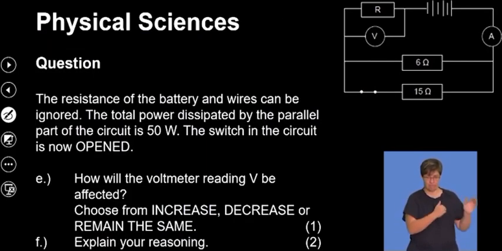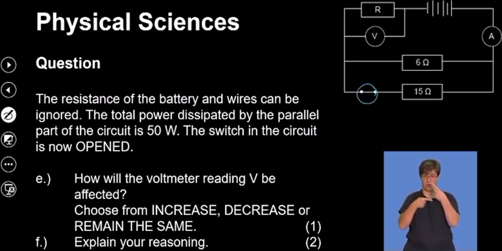Right, moving along. Now, the same circuit, we're still looking at the same setup. It says here again the total power is still 50 watts. Now, the switch in the circuit is open. This is the switch, let's call it switch S. If switch S is open, what's going to happen? It means there will be no current flowing through the 15 ohm resistor. So the only resistance left is the 6 ohm and R, so we have two resistors connected in series.